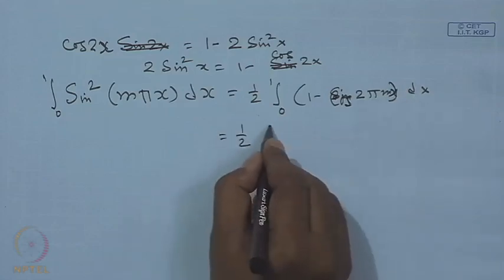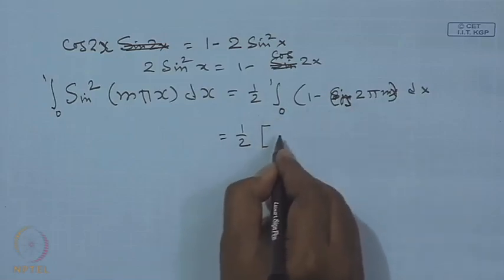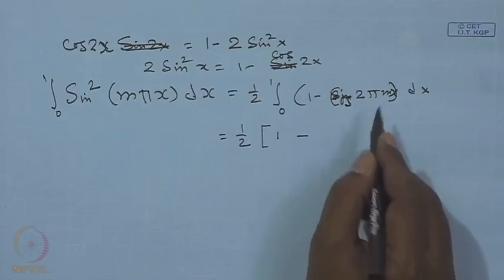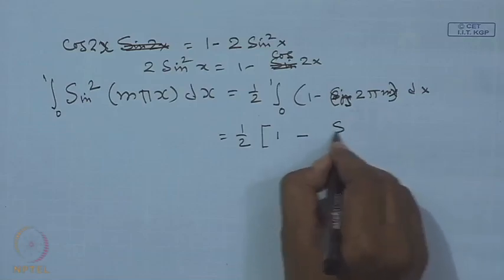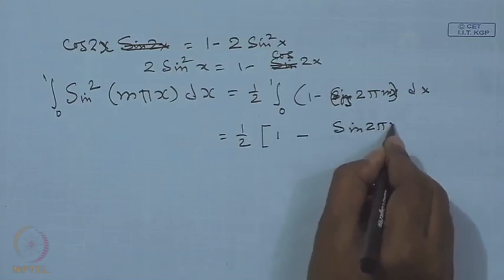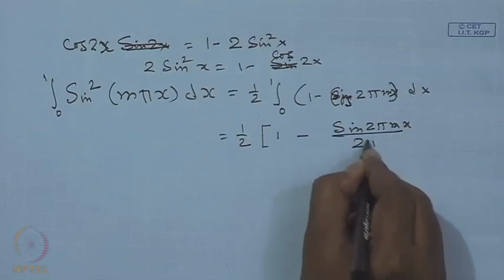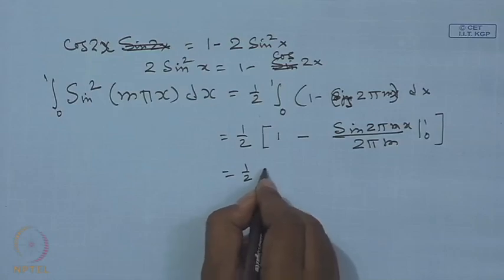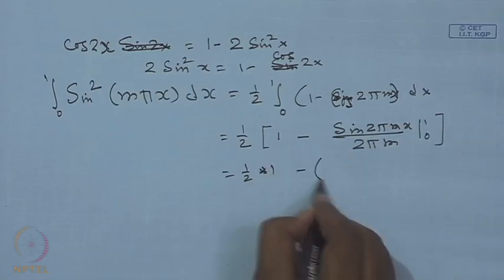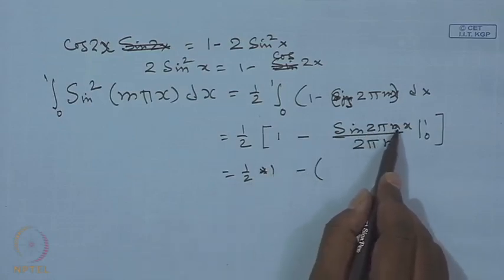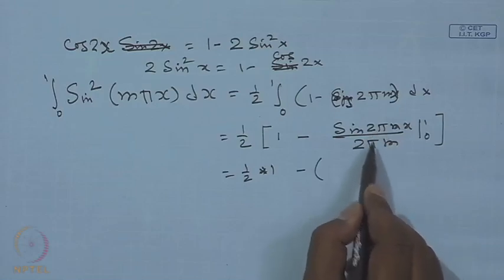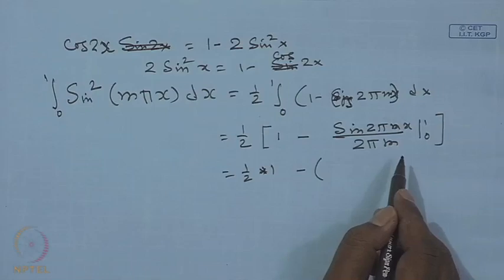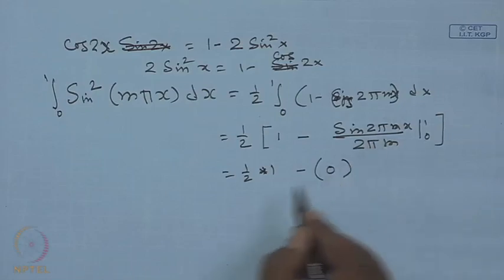So, half, the first one will be 0 to 1. So, it will be 1 minus integration of cosine 2 pi m x, which is nothing but sin 2 pi m x divided by 2 pi m, from 0 to 1. So, half into 1 multiplied by sin 2 pi m divided by 2 pi m. So, sin 2 pi m will be equal to 0, sin 2 pi will always be 0, and sin 0 is 0. So, you will be getting a 0 contribution from there.